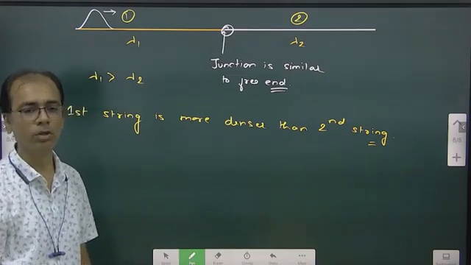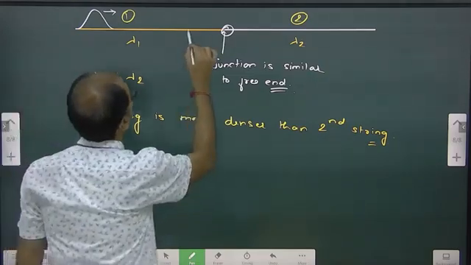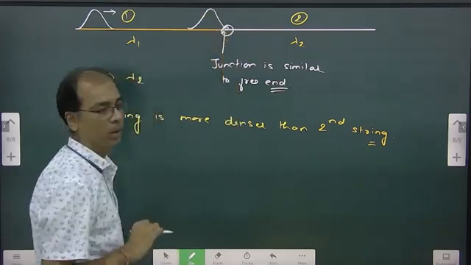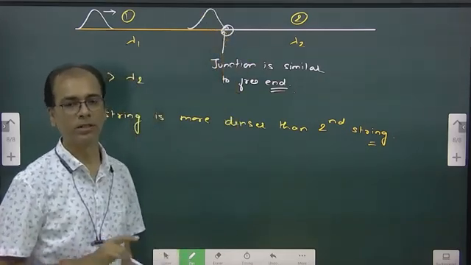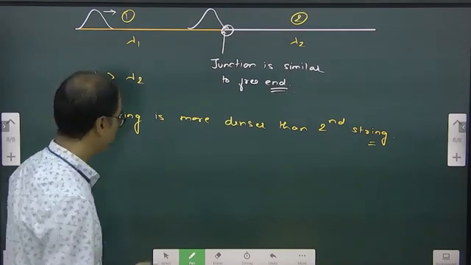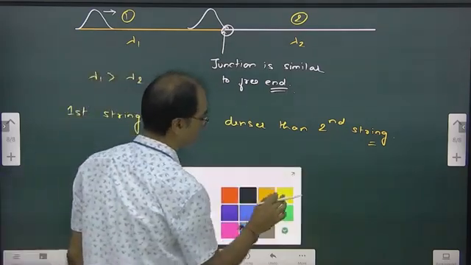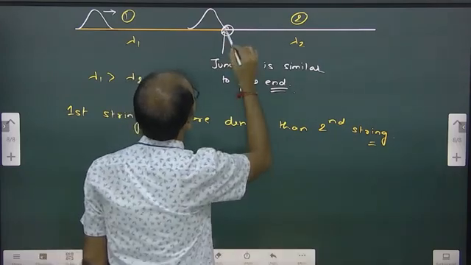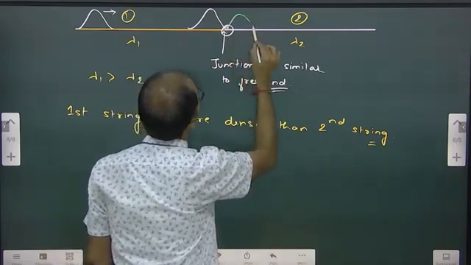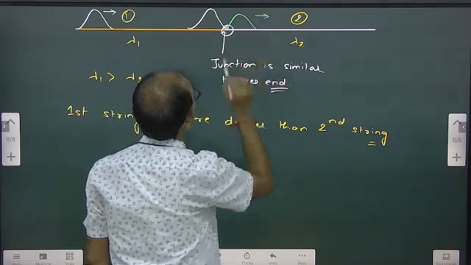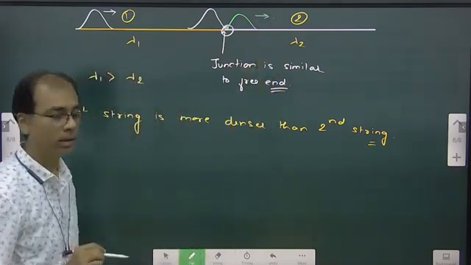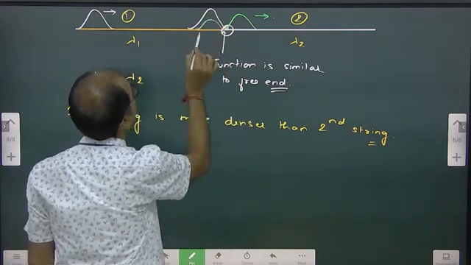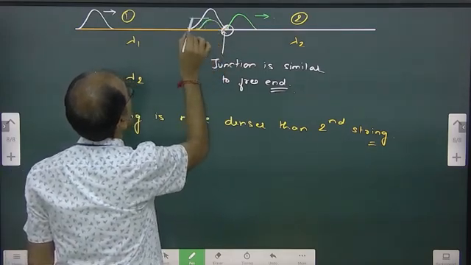Okay, what's going to happen? See, this will reach over here. Okay, now transmission is also going to happen, reflection is also going to happen. So see then, how is transmission? This is transmission. Okay, then reflection. Here is reflection. This is reflection.